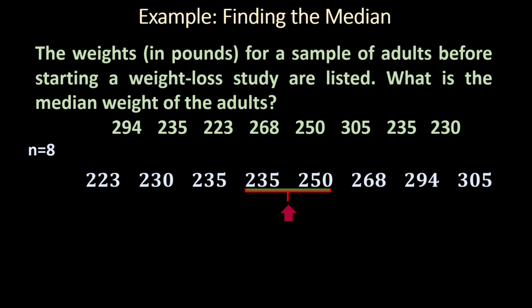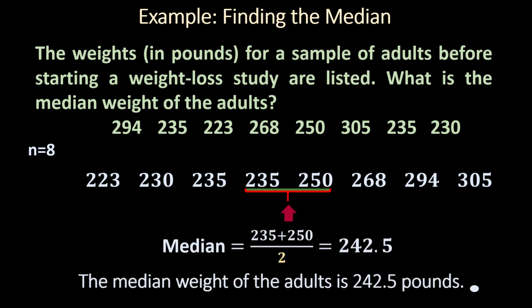How do we find the average of these two numbers? Add them together, divided by 2. Always divided by 2. That is 242.5. Right. I think you understand how to find the median of a small dataset. Now let me explain mode.